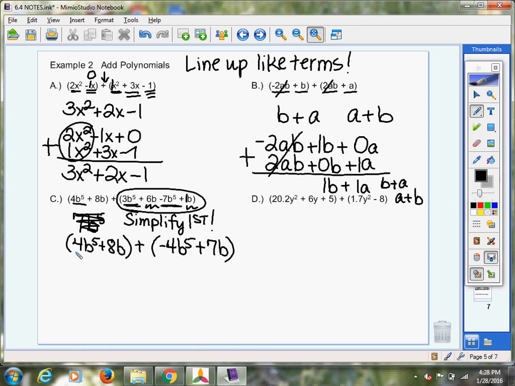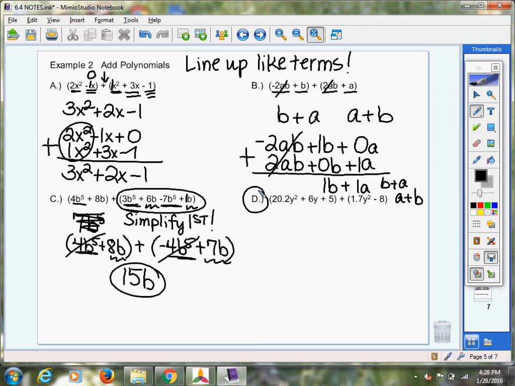All right, so now let's look at it. We've got 4b to the 5th, negative 4b to the 5th. Add those together. They actually cancel out. So I'm going to just do my little swoosh there, wipe them out. And then I've got 8b plus 7b, and that's 15b. Beautiful. So I've got a linear monomial, and that's as good as I can get it. There's my final answer. Okay, as promised, I'm going to leave this one for you, letter D.